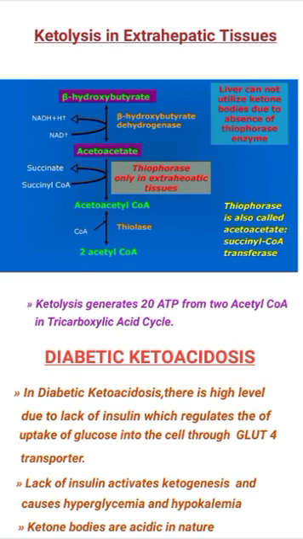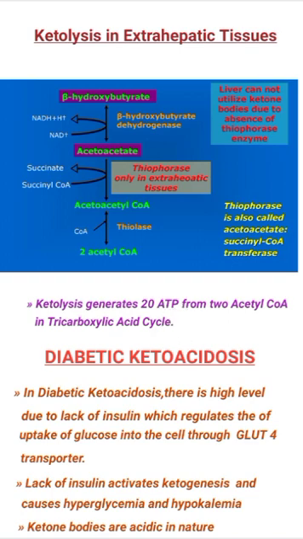Okay, how many ATP are produced in ketolysis? Ketolysis generates 20 ATP from two acetyl-CoA in the tricarboxylic acid cycle. We know that when an acetyl-CoA enters the TCA cycle, it produces 10 ATP. So here we have two acetyl-CoAs, and when they enter the TCA cycle, they produce 20 ATP. So we can say that one beta-hydroxybutyrate produces 20 ATP.